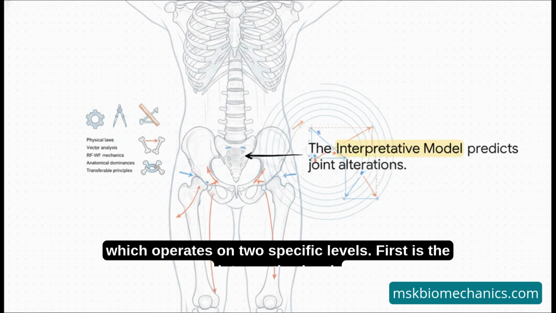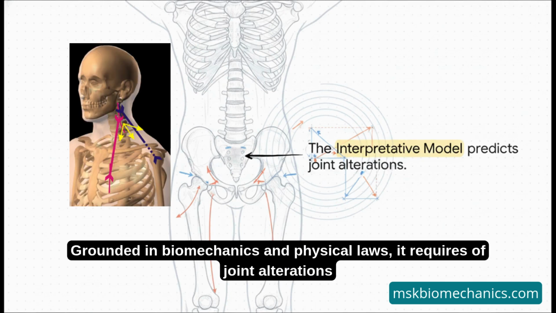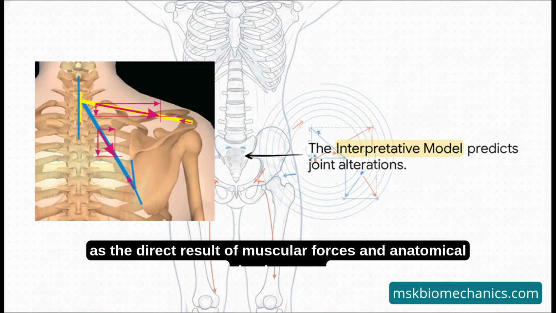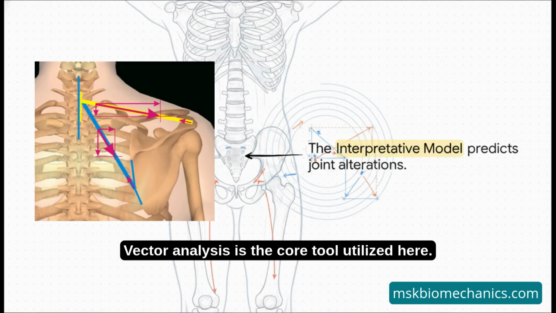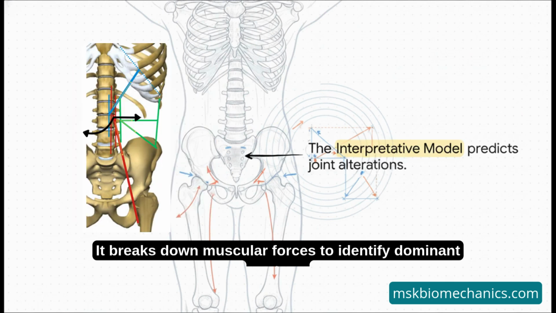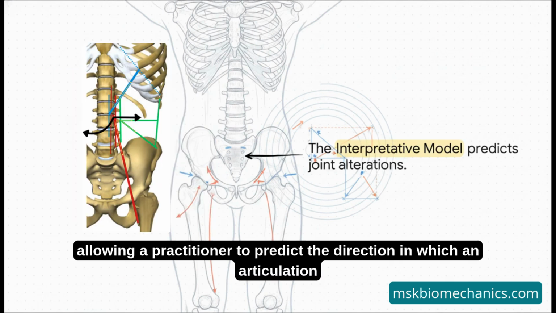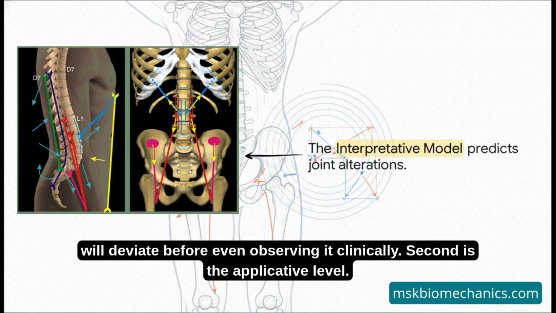First is the interpretive level. Grounded in biomechanics and physical laws, it reads joint alterations as the direct result of muscular forces and anatomical dominances. Vector analysis is the core tool utilized here. It breaks down muscular forces to identify dominant vectors, allowing a practitioner to predict the direction in which an articulation will deviate before even observing it clinically.